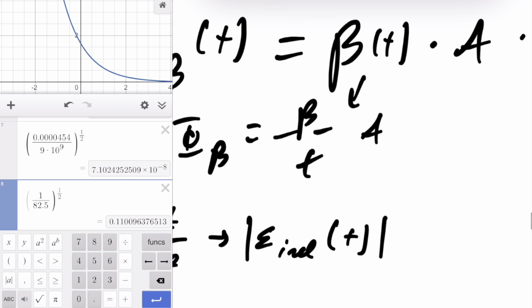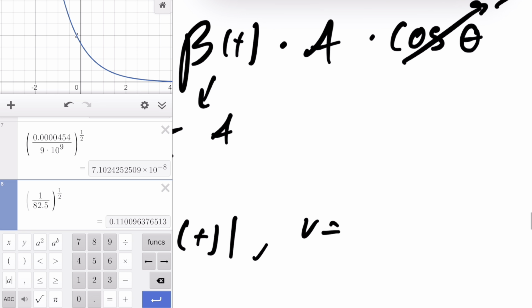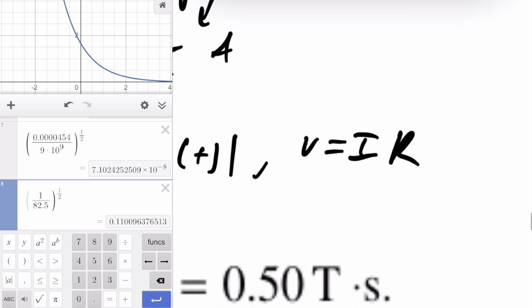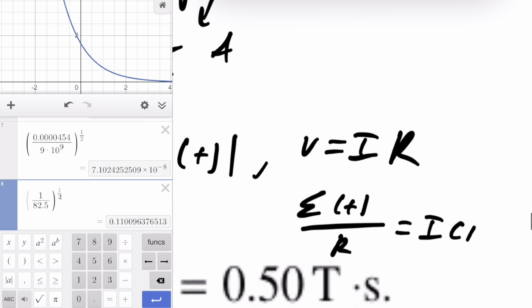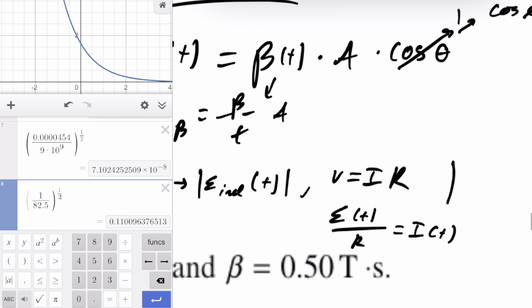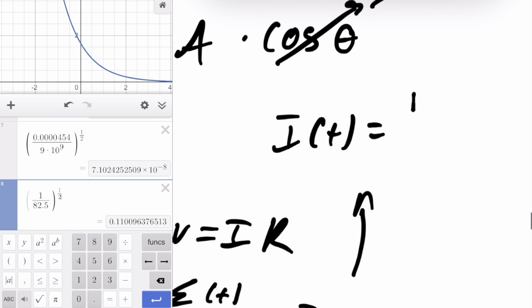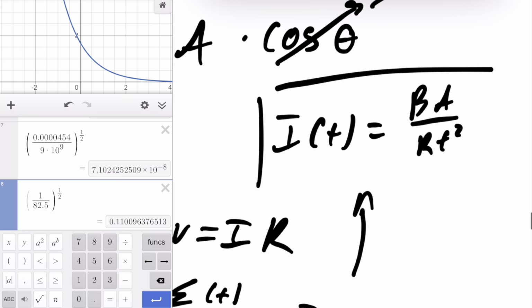There's the magnitude. Now we'll use Ohm's law to find the induced current. Because we have a voltage, we have a resistance. So I'll say E of t divided by R equals I of t. So therefore, I of t has to equal BA over R t squared.